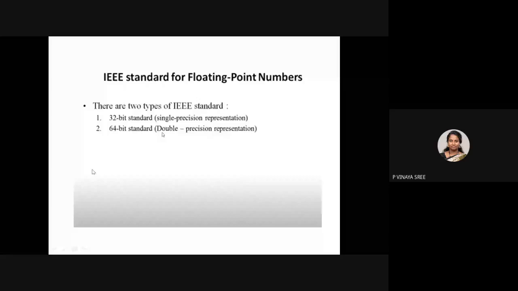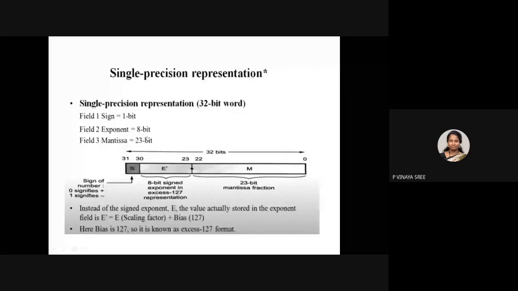In single precision representation, the standard is 32 bits. That entire 32 bits is divided into three partitions. What are those three partitions? One partition is sign, one is exponent, and the other is mantissa. Write down the side heading in your notes: single precision representation. I already said that if the sign bit is zero, it indicates a positive number. If it is one, it indicates a negative number.